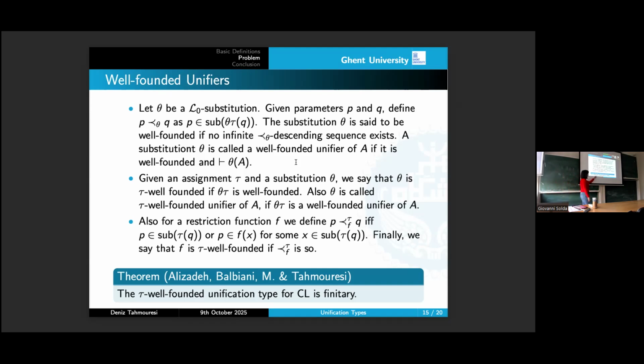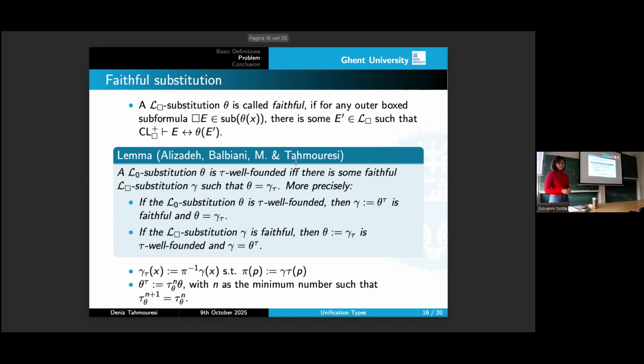And the tau well-founded unification part for classical logic is also unified. That is the result that we had. Every time we define a restriction or something, as I said at the beginning, we have to calculate its unification part, because we need all this to address our main problem.